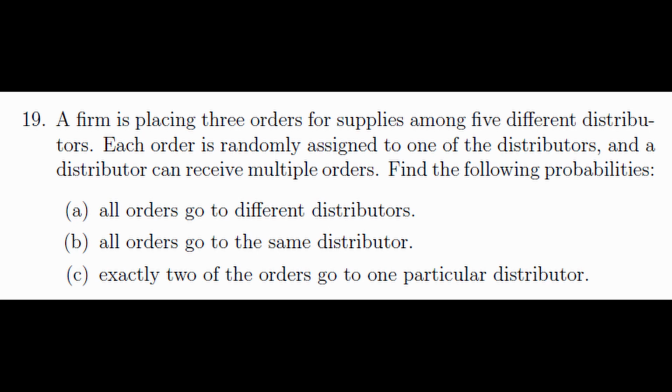Good day. So we have a question. The firm is placing 3 orders for supplies among 3 different distributors. Each order is randomly assigned to one of the distributors. A distributor can receive multiple orders. Find the probability that A, all go to a different distributor, B, all go to the same distributor, or C, exactly 2 of the orders go to one particular distributor.